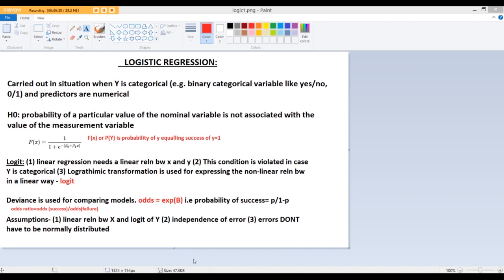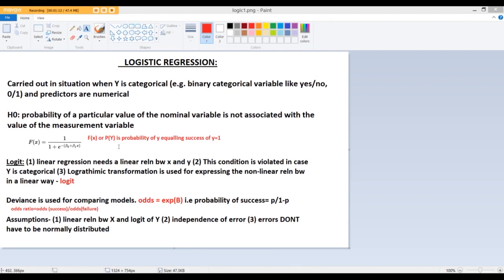are numerical. The null hypothesis is that the probability value of the nominal variable, or the response variable, is not associated with the value of the measurement variable. And essentially, this is the formula that we use for the probability of y happening. That is, the probability of y being a success or 1, and this is the default mode of logistic regression.